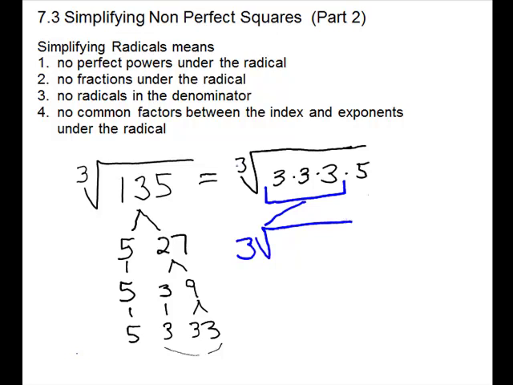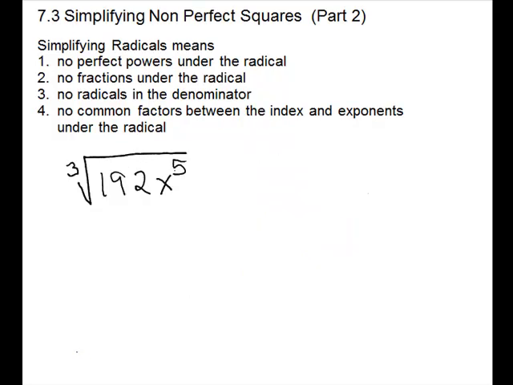You have to make sure that you keep your index. Otherwise, you will think it is a square root. Right, so 3 times the cube root of 5.